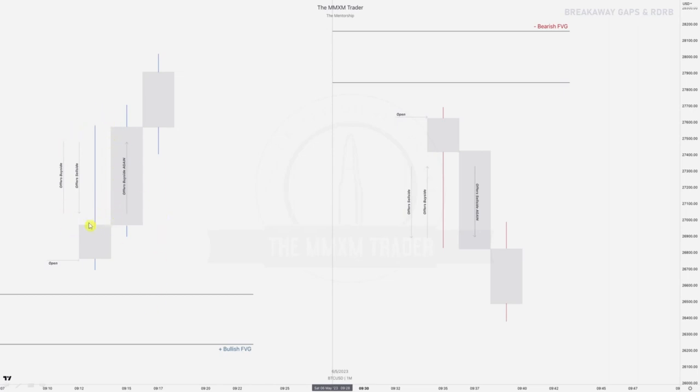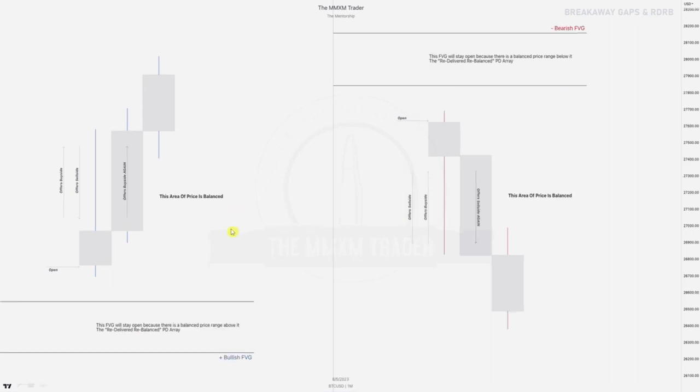If this occurs and price action starts to trade back into this range again, it's already a balanced price range. So if there's a bullish fair value gap below us, this can remain open. Same for a bearish fair value, bearish rebalance, redelivered price area.